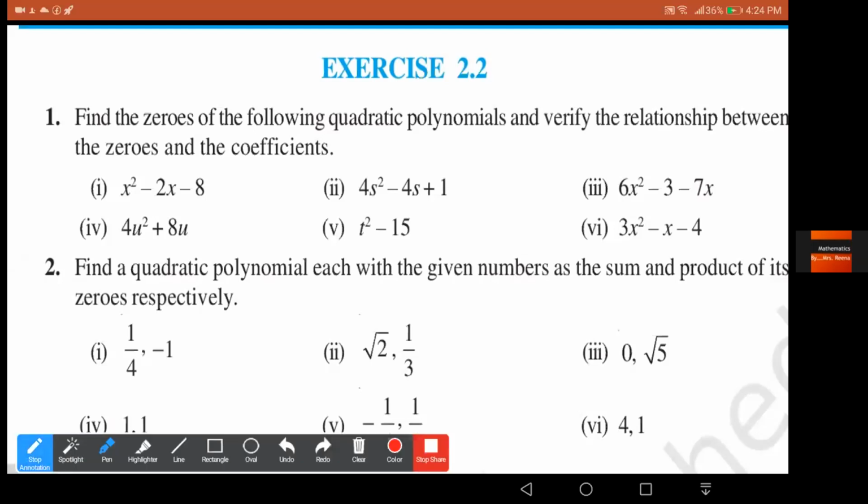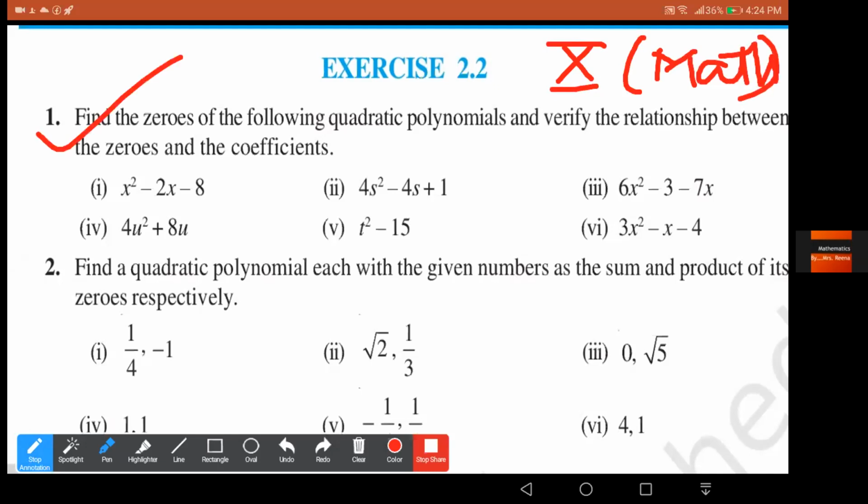So today we are going to do class 10th math exercise 2.2 question number 2. We have already done question number 1, so I will give the link in the description box. You can go and check there. Now let us do question number 2.